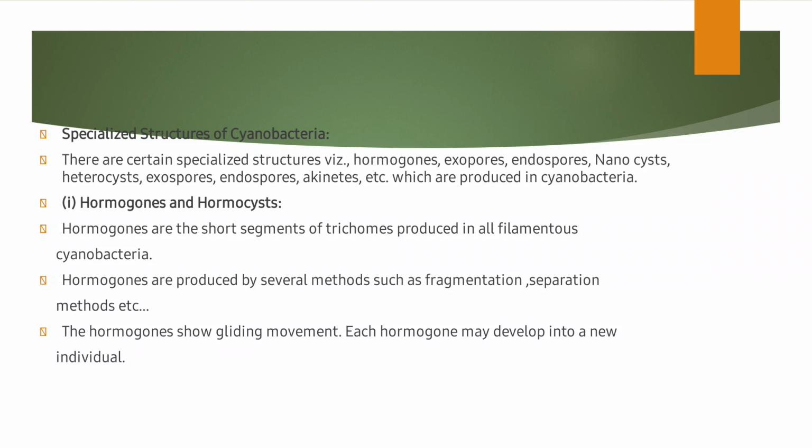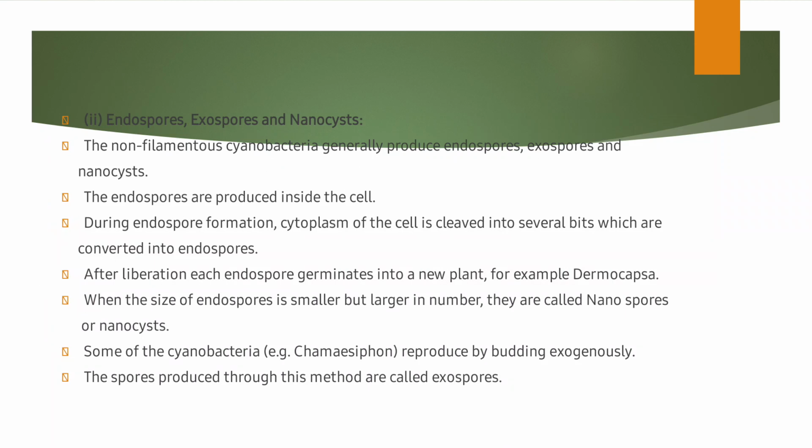Some specialized structures present in cyanobacteria are hormogones, exospores, endospores, nanocysts, heterocysts, actinetes, etc., which are produced in cyanobacteria. Hormogones and hormocysts. Hormogones are short segments of trichomes produced in all filamentous cyanobacteria. They are produced by several methods such as fragmentation and separation. The hormogones show gliding movements. Each hormogone may develop into a new individual.